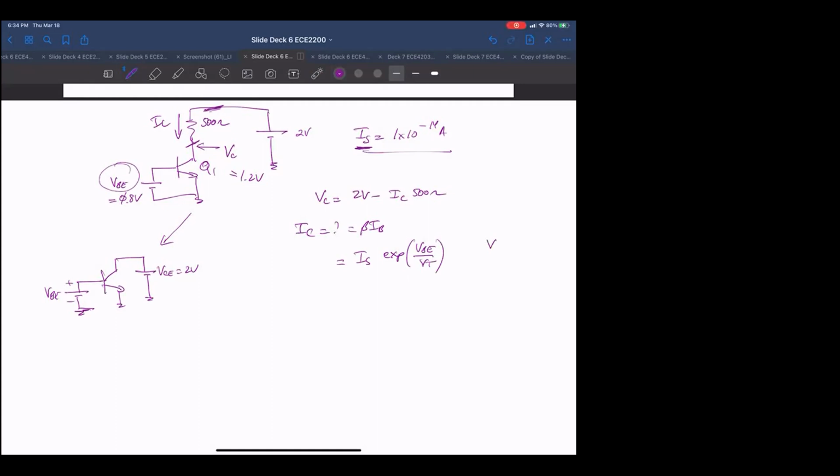So VT is 26 millivolts. VBE is 0.8 volts. And I sub S, I blindly chose it at 1 times 10 to the minus 14 amps. So let's see what this does to us.